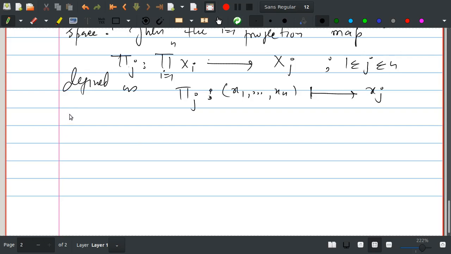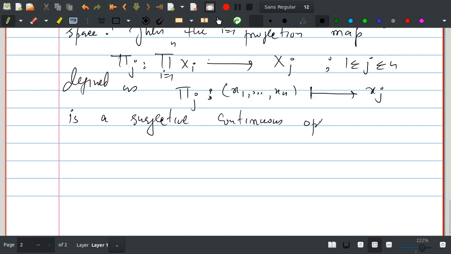So the projection map is a surjective continuous open mapping. By open mapping we mean this map takes open sets to open sets. So let us prove this.